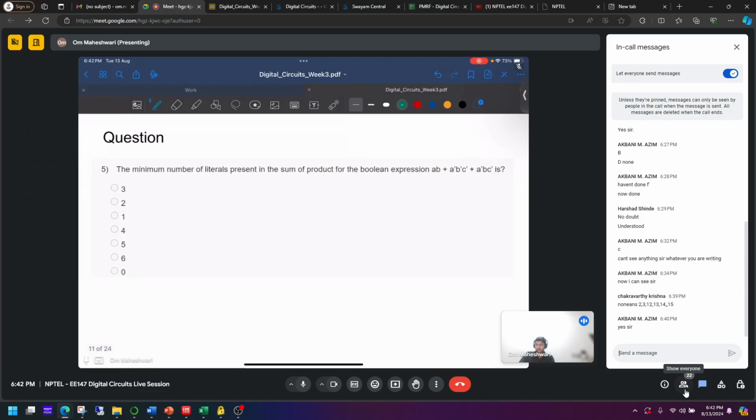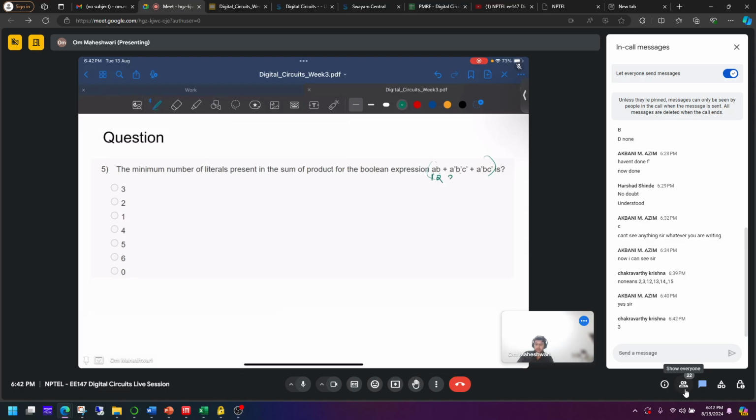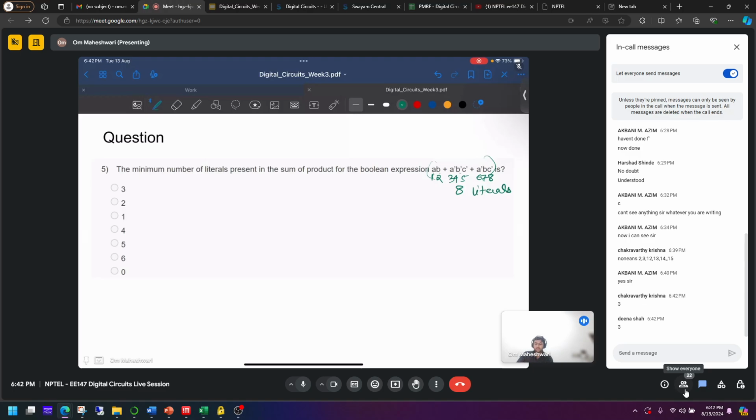The minimum number of literals present in the SOP form of the Boolean expression. Literals are nothing but the number of variables that are there in an expression. So like here we have 1, 2, 3, 4, 5, 6, 7, 8. So you have 8 literals. And what the question is saying is you minimize this, then how many literals are there? How many variables are there?